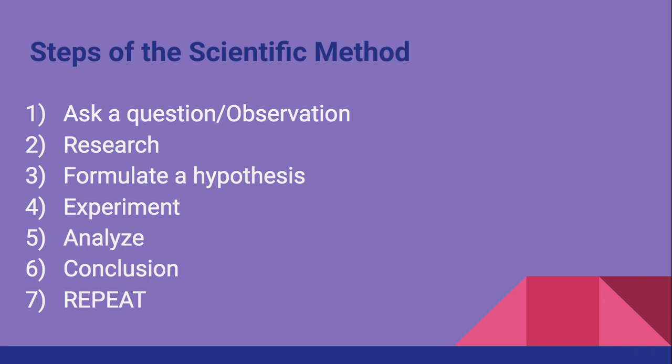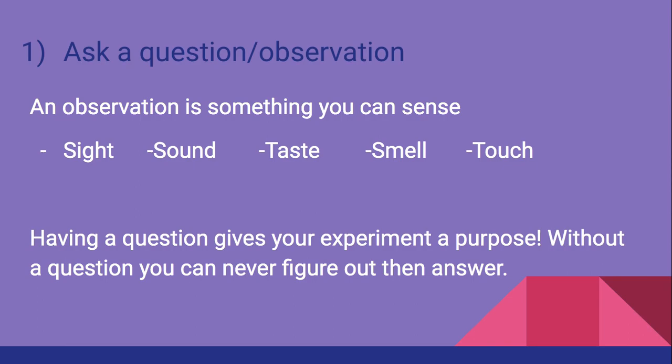So let's look at the importance of each of these steps. We're going to start at the beginning. That's always the best place to start. So the first thing you do when you're embarking on this science journey is you're going to ask a question or make an observation. An observation is something that you can sense with your 5 main senses. So you see something, you hear something, taste, smell, touch. Those things are observable, all right?